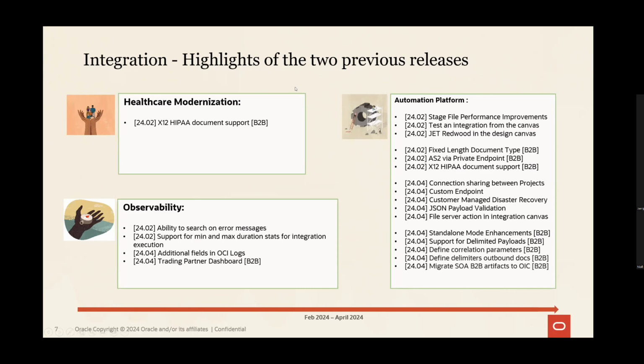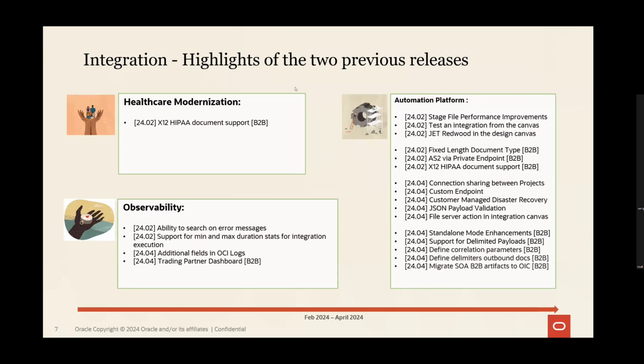We also introduced in 2404 the ability to share connections between projects. Now, projects are a huge value add in OIC 3. Not only do they give me a convenient way of organizing my integration artifacts, like you can create a project based on a functional area, or you could create a project, for example, based on types of integrations or whatever. It's up to yourself how you want to define what a project is for you.